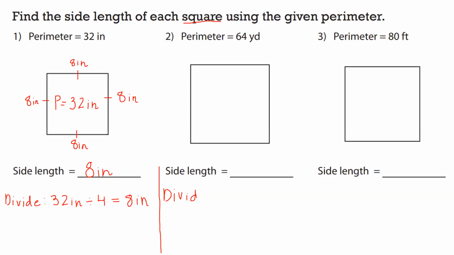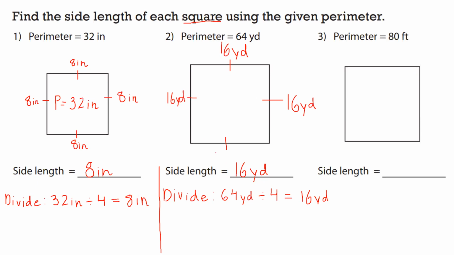So we're going to divide by four. Now, what is 64 yards divided by four? 16 yards. So 64 divided by four is going to be 16. What that means is that the side length is 16 yards. So we know that for a square, every side is equal. So this is going to be 16 yards, this is going to be 16 yards as well, and this is going to be 16 yards as well.